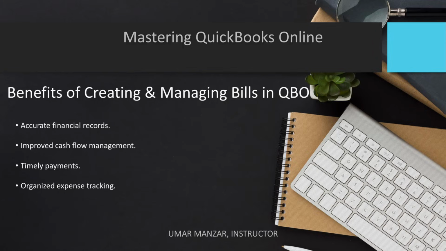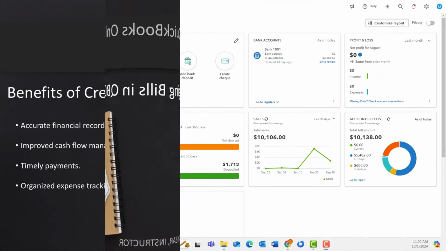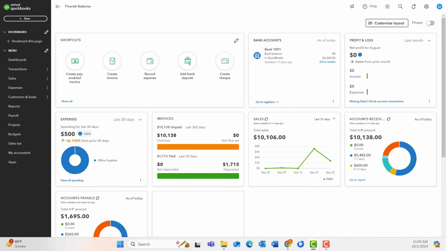There is also the benefit of organized expense tracking: keeping detailed records of vendor transactions and expenses in one centralized location. Recording bills in QBO helps you track your expenses and keep your accounts payable organized. When you receive a bill from a vendor, it's important to record it in QuickBooks to ensure your financial records are accurate. Now let's discuss how to create a bill.